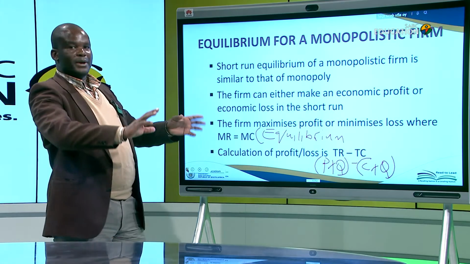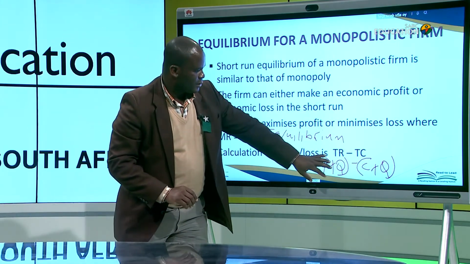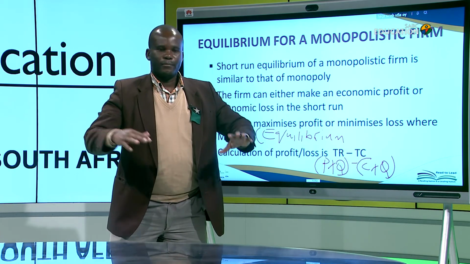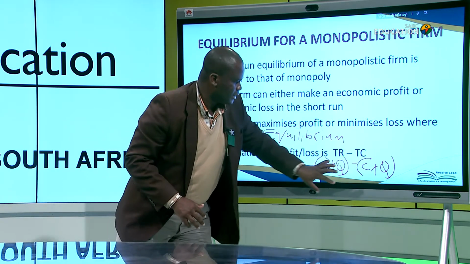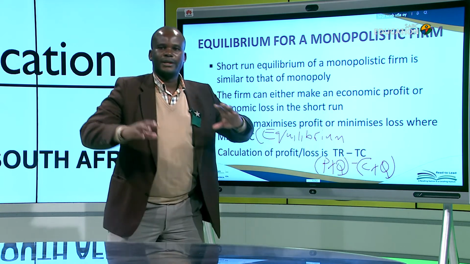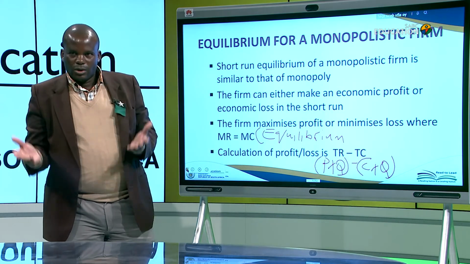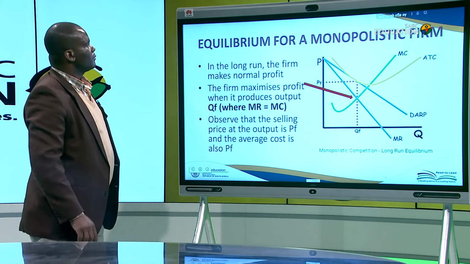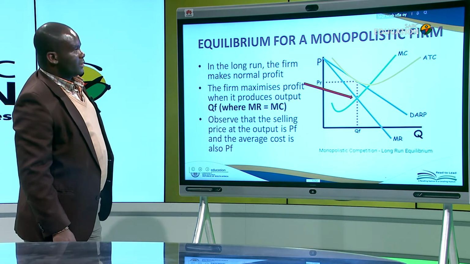So it all depends now. If the total revenue is more than the total cost, then it's an economic profit. But if the total cost is more than the total revenue, then the firm is making an economic loss. So that was the short run.